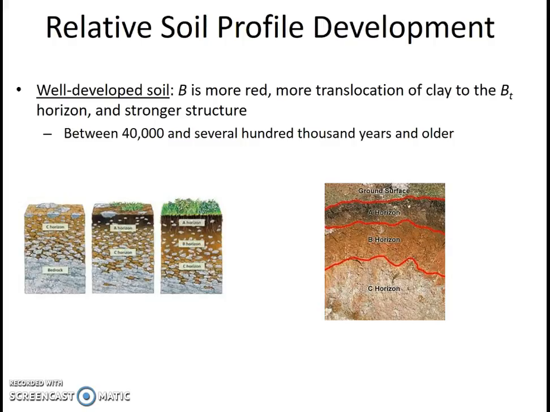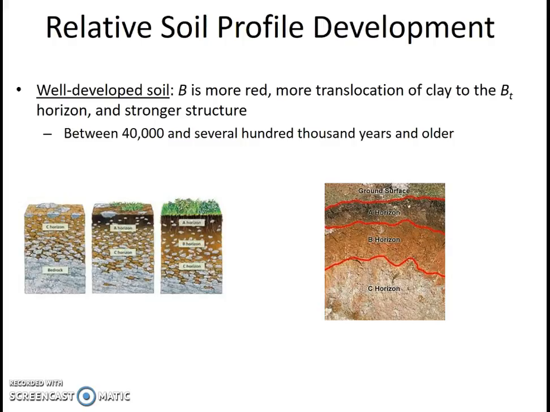A well-developed soil has a BT horizon that is more red, and there is more translocation of clay to the BT horizon and stronger structure. The soil is between 40,000 and several hundred thousand years, and perhaps even older. Best to get a firmer date on that with some carbon-14 or exposure dating.